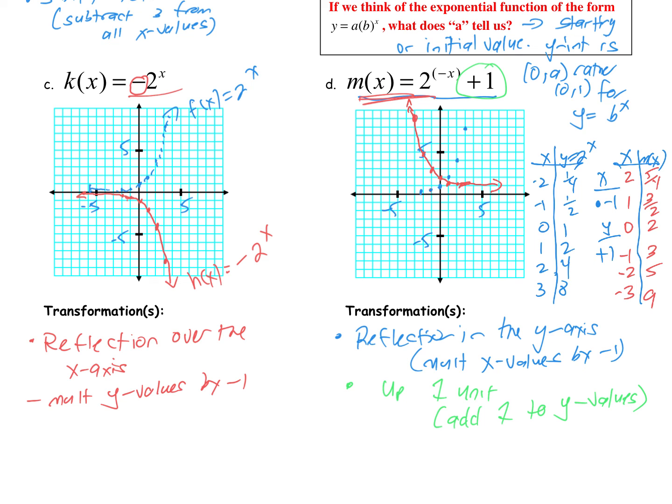One thing to note here is previously we had a horizontal asymptote on these graphs at y equals 0. But since this graph is shifted up 1, our horizontal asymptote, I'm going to go ahead and sketch that, on this graph is at y equals 1.